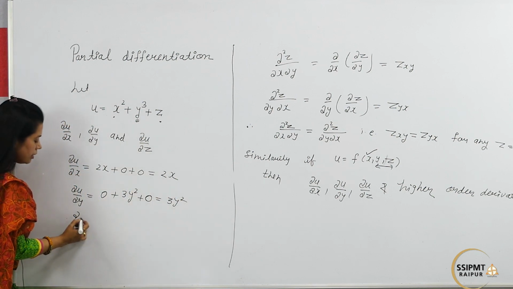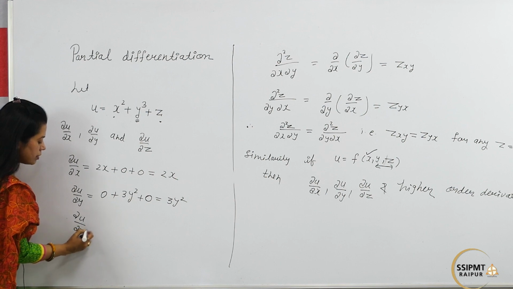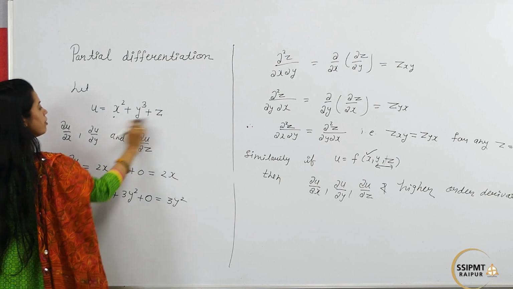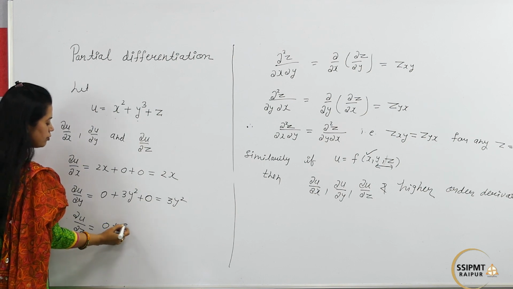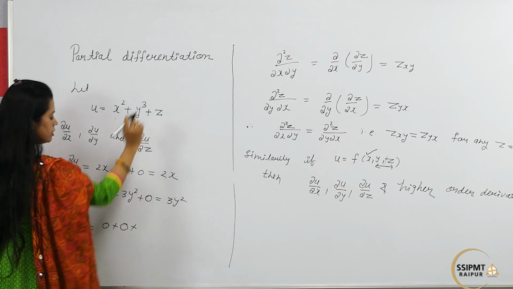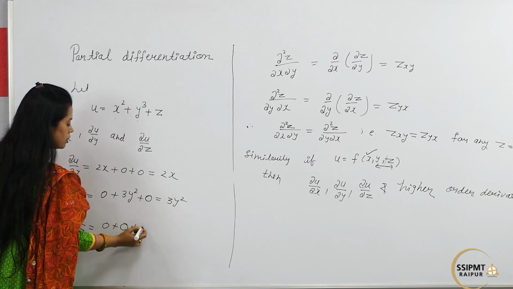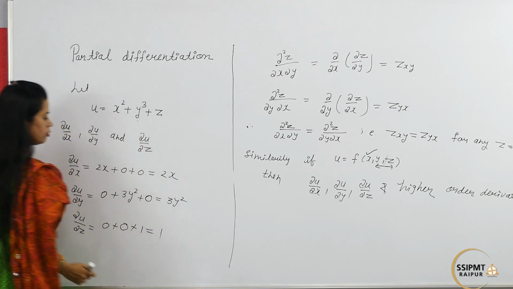Similarly, you can easily find del u by del z. This time x and y will be constants, so these values will be 0, 0, and differentiation of z with respect to z will be 1, so the value is 1.